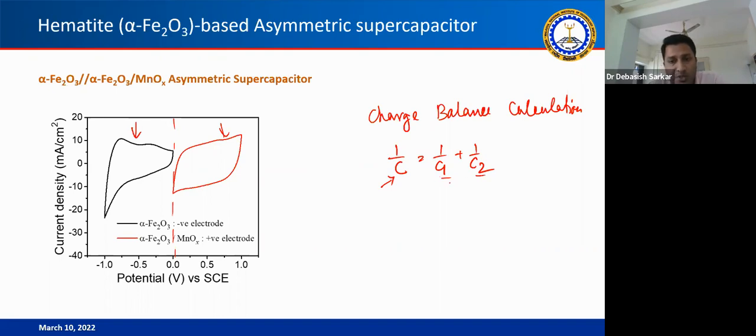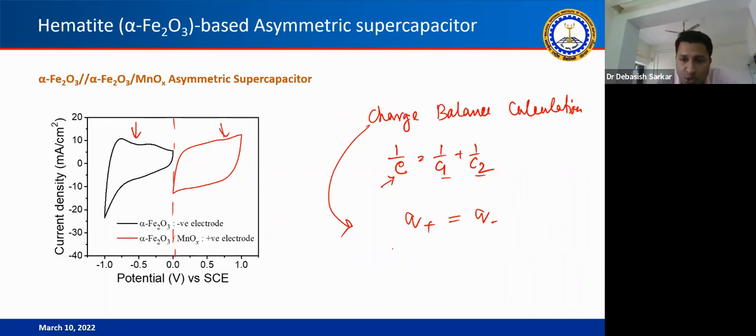If there is a significant difference between C1 and C2, that means the capacitances of cathode and anode, the overall capacity will go down. So the optimal condition is that C1 and C2, the capacitance of both the materials, should be almost equal. This is actually a critical condition for asymmetric one, because the materials are different. In case of a symmetric one, the materials are the same, so there is no need for charge balance. Here we just equalize the charges on the cathode side with the anode side.